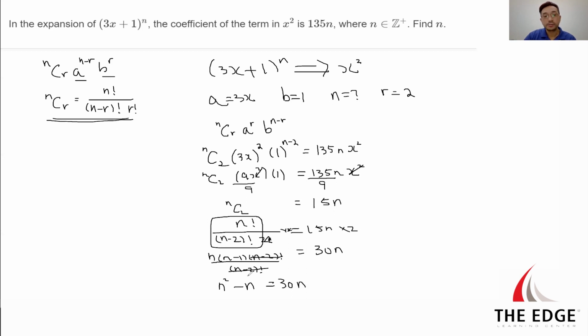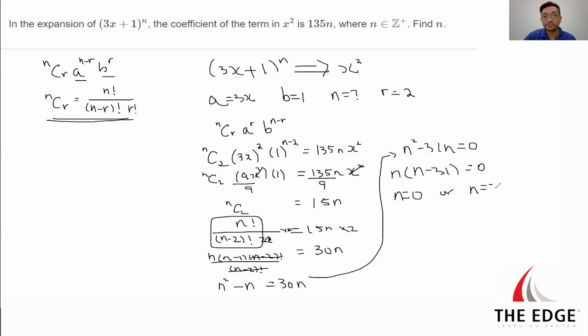So we have a quadratic. What we need to do first is move everything to the same side, and we get some kind of 0 on the right-hand side. That will help us be able to factorize it. By moving the 30n to the left-hand side, we get n squared minus 31n equals 0. Now we can factor the n out from this equation, and we have n times (n minus 31) equals 0. Using our knowledge from something called the null factor law, we can see that n equals 0 or n equals 31.